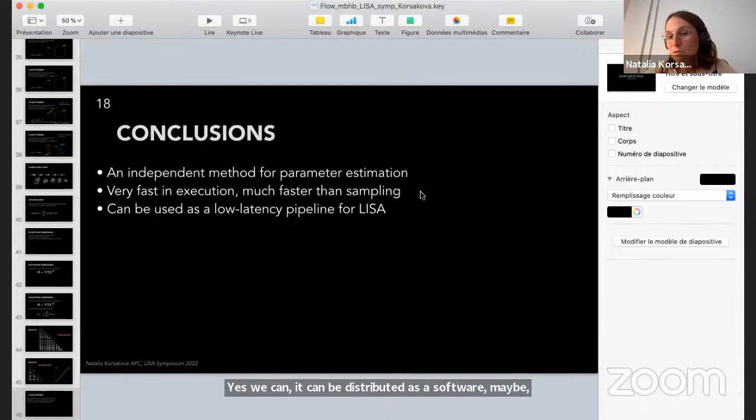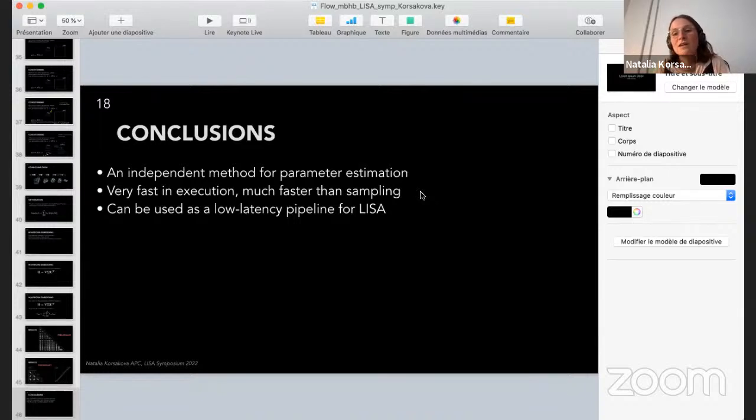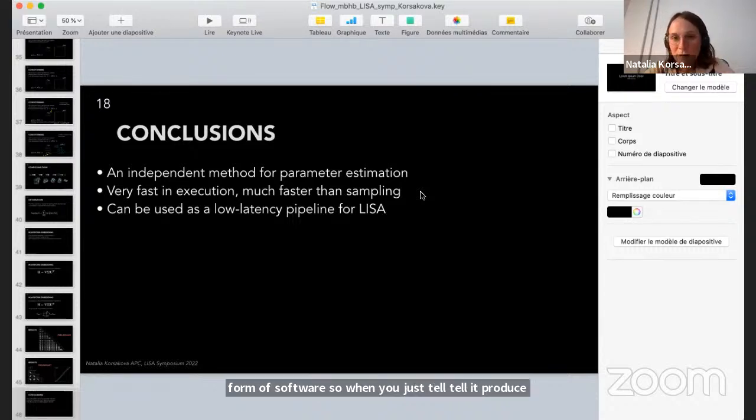So, for example, for the production of the Spritz data, when we were sampling the parameters of the glitches from the LISA Pathfinder distribution, we produced a software which can sample from this distribution and distributed the software. So that can be distributed in the form of software. You just tell it to produce 1 million samples, and it will do it.